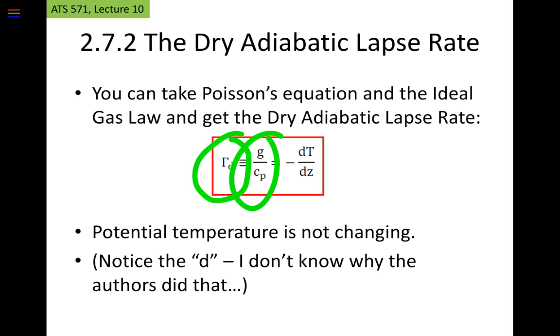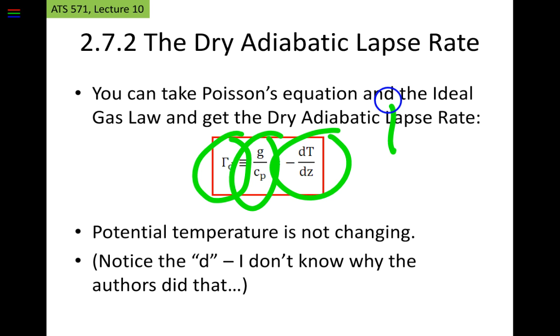G is a constant. It's the acceleration of gravity. C sub p is the specific heat of air at constant pressure, and it's just going to be our change in temperature with respect to height of an air parcel. Okay, this is just our dry adiabatic lapse rate. We did the whole derivation back in physical meteorology, actually.